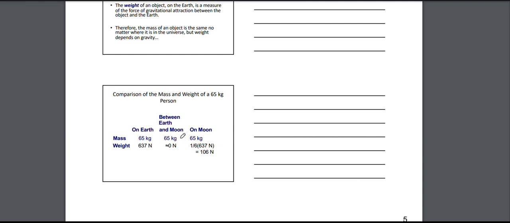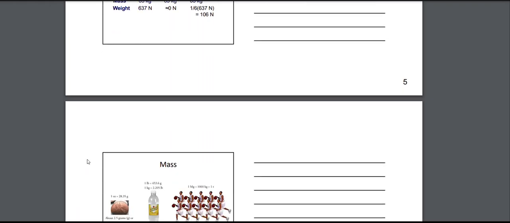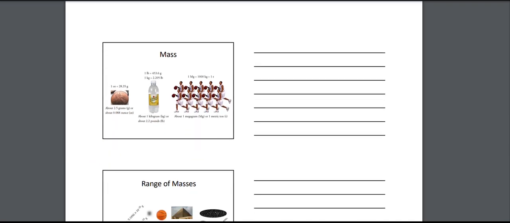When it comes to between Earth and the moon, as I said earlier, the gravitational force is zero. So you multiply the zero by the 65, and the weight will be zero. On the moon, because the gravitational force is 1/6 of what it is on planet Earth, the mass will remain the same, which is 65 kilograms, right? Because the gravitational force is not factored in when it comes to mass. However, the weight will be 106 Newtons. So that's the difference between the mass and the weight.